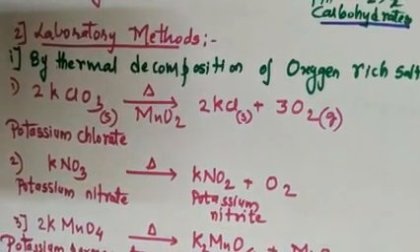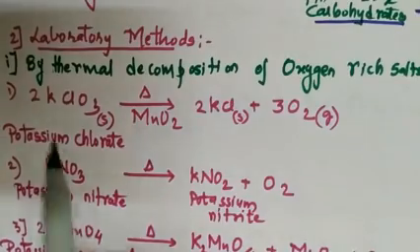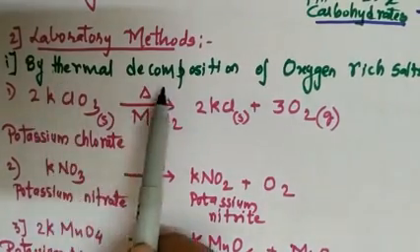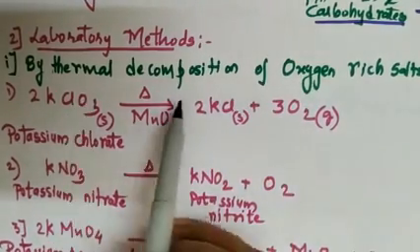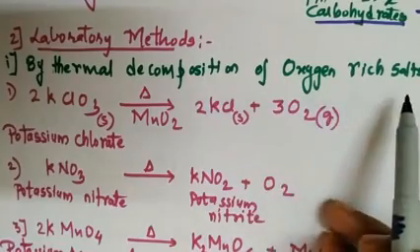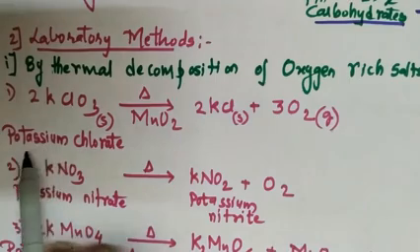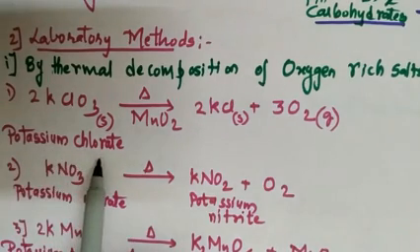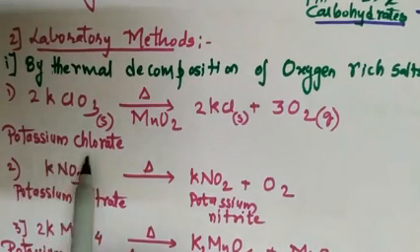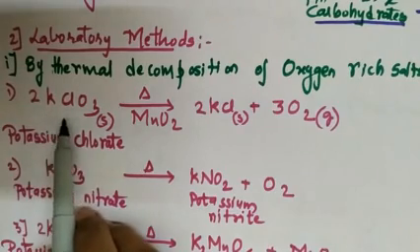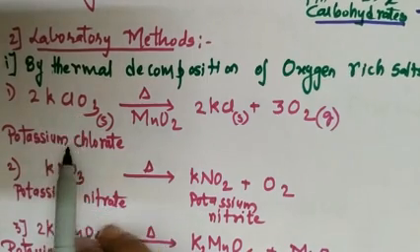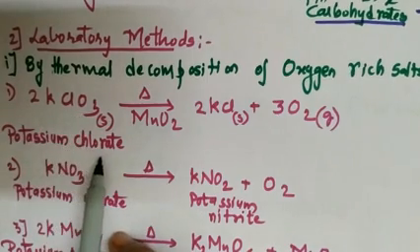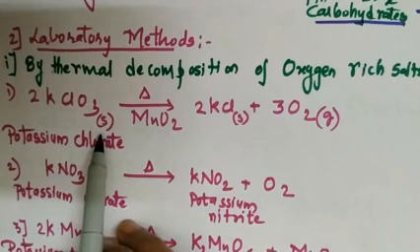Next is the laboratory method. How can we prepare oxygen in the lab? The first method is by thermal decomposition of oxygen-rich salts. In this, first we take potassium chlorate. For this, you should know the formula of potassium chlorate: KClO3. K is potassium, ClO3 is chlorate. It is in solid state, so we write the suffix s.